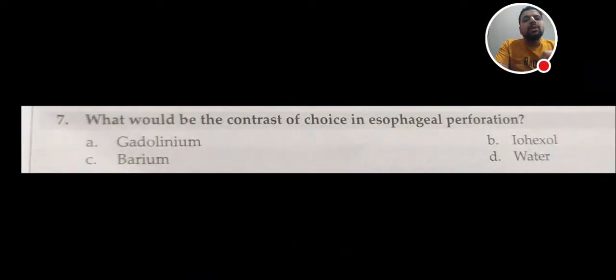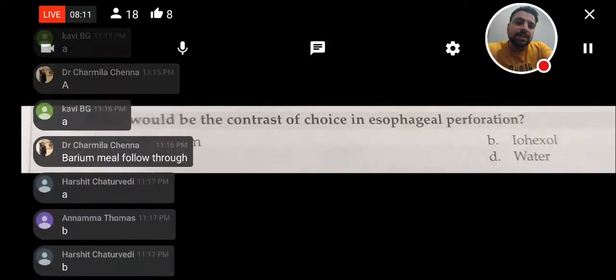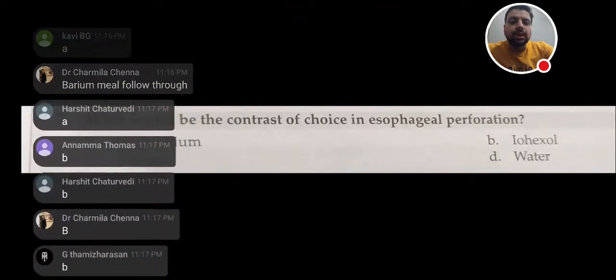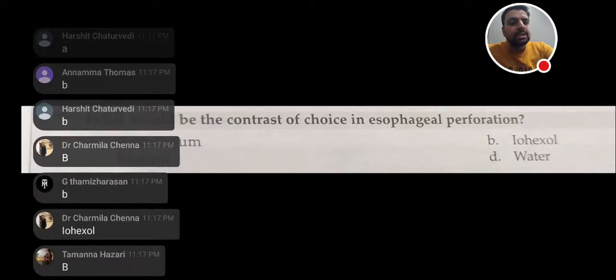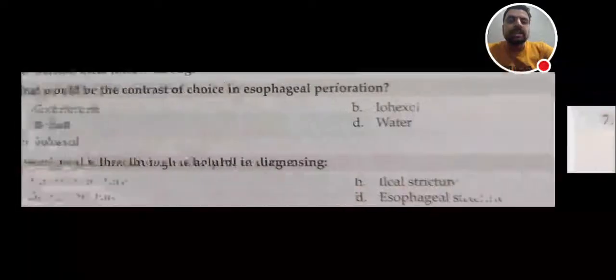What would be the contrast of choice in esophageal perforation? This question was asked in many examinations in 2020. Even in UPSC CMS they like to ask. In the RUHS examination, they asked this same question. So which one is the best answer here? Answer is Hexol. Yes, Harshit Chaturvedi and Thomas, you both are absolutely right. Jamila, everybody is answering perfectly. So, answer is Hexol.